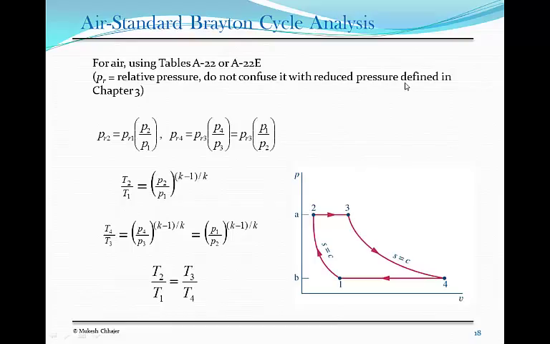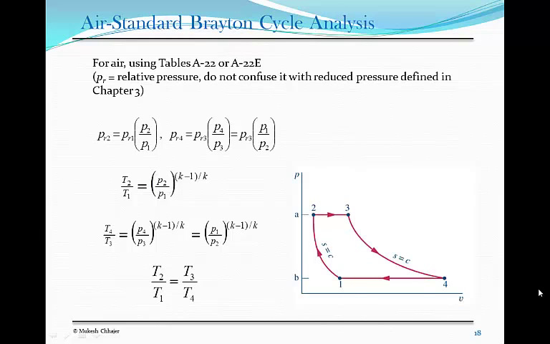Reduced pressure was defined as pressure divided by the critical pressure, in chapter 6, which is a slightly different term. So if we go back and do this analysis, remember that for the adiabatic processes between 1 and 2 and between 3 and 4, we can use the relationship that we developed for the polytropic process, which is also adiabatic for an ideal gas. That gives us T2 over T1 equals P2 over P1 to the power (K minus 1) over K.